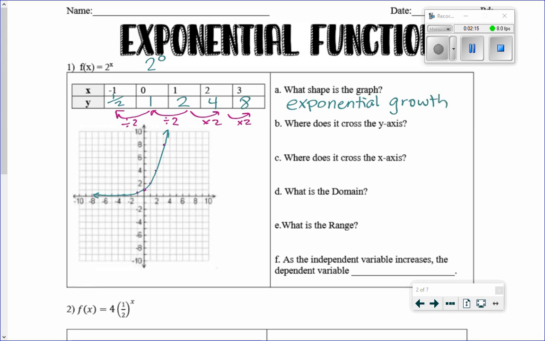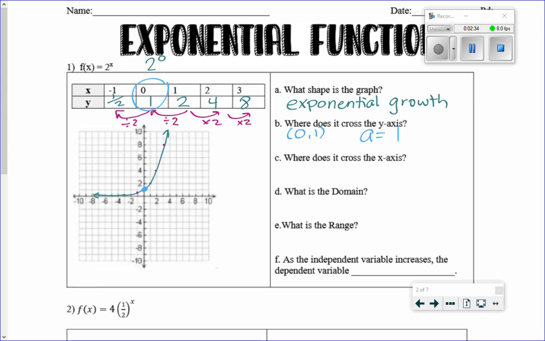All right, and where does it cross the y-axis? Right, so we can see it in the table right there. We can see it on the graph right here. It crosses at the point 0, 1. And that's our a value. Our a value is 1.